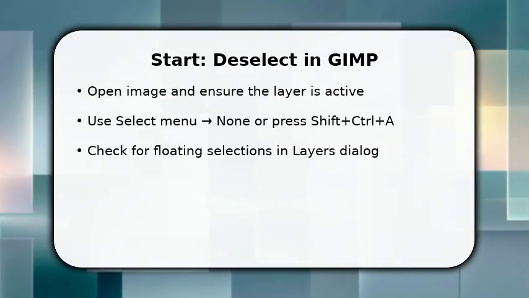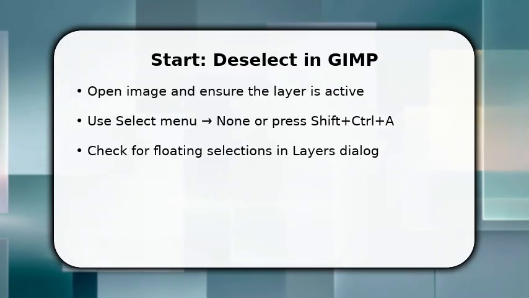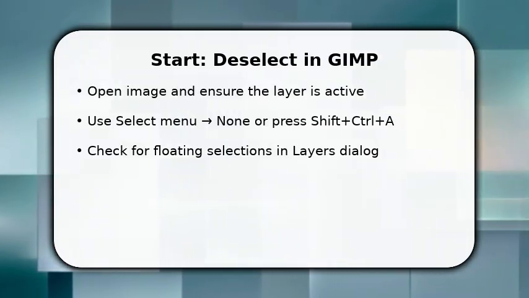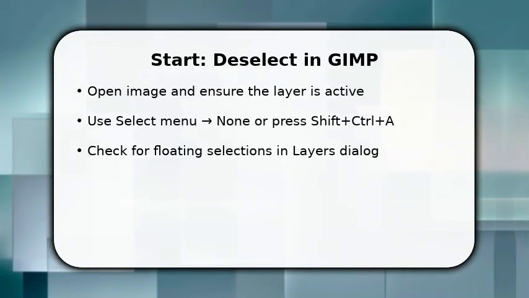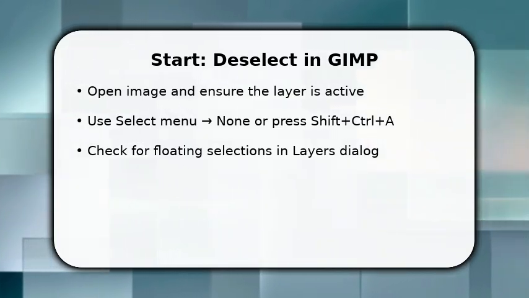You begin by confirming the correct layer is active. This prevents deselecting the wrong element. From the Select menu, choose None, or press Shift plus Control plus A to clear the selection immediately.